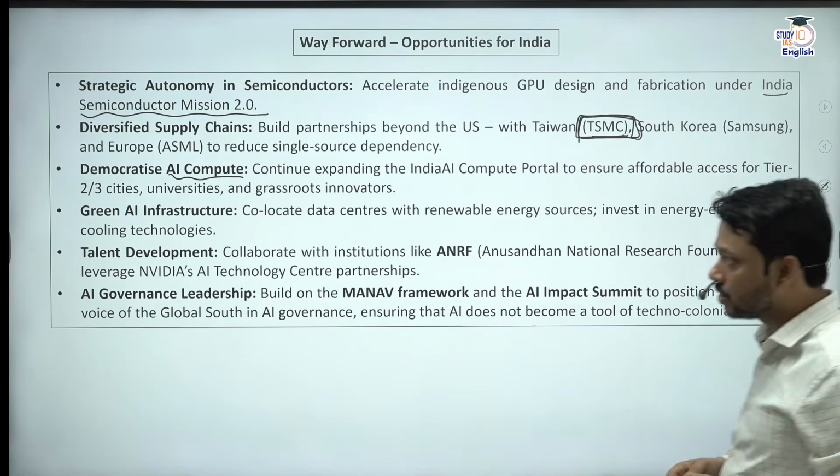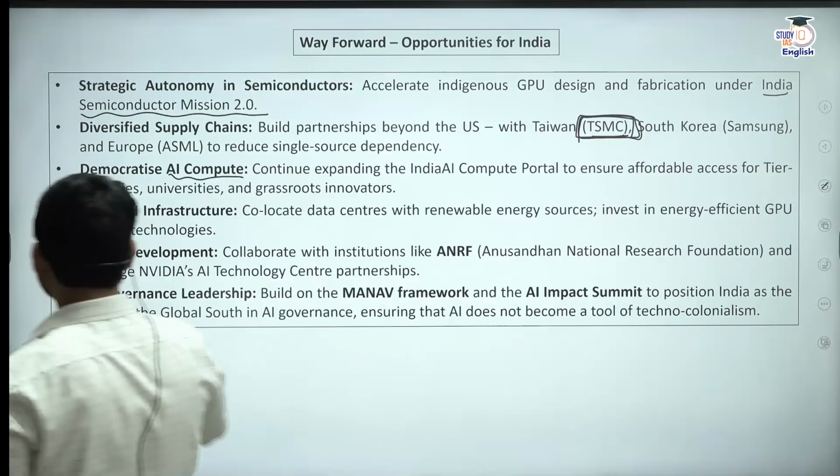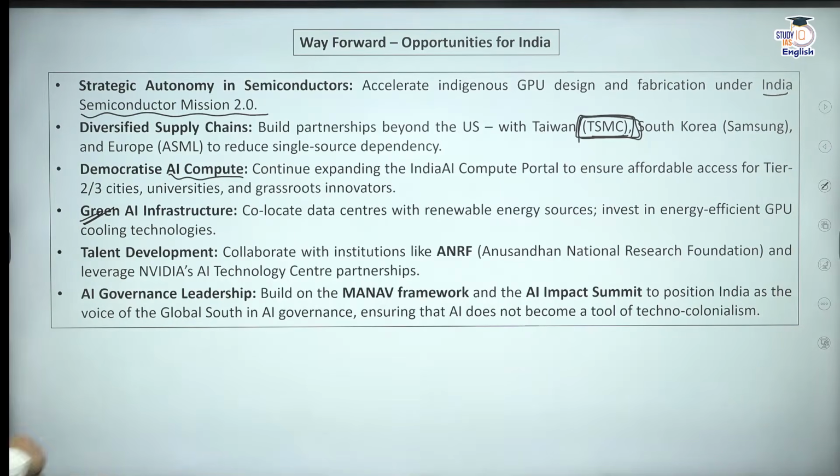Green AI infrastructure: the huge demand of energy by the GPUs, and the upcoming data centers incorporating GPUs and other things. We'll have to check on how we meet this demand. Scaling up of renewables, of course, but more and more nuclear energy in the most safe way, the small reactors, that would be required. The talent development.